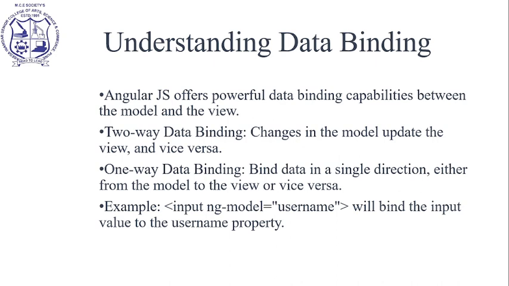After that, we'll discuss understanding data binding. AngularJS offers powerful data binding capabilities between model and view. First, two-way data binding. In two-way data binding, changes in the model update the view, and vice versa. You can say whatever changes are made in the model will be updated in the view, and whatever changes are made in the view will be updated in the model. One-way data binding: bind data in a single direction, either from the model to the view or view to model. For example, we use input ng-model username. It will bind the input value with the username property.